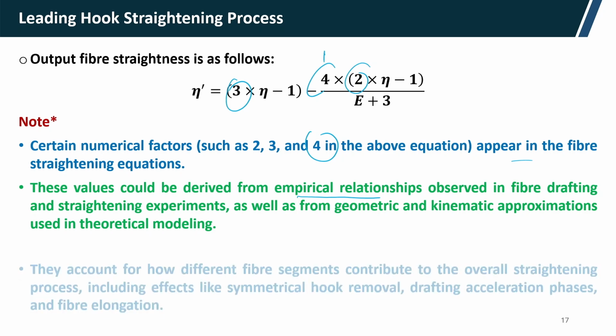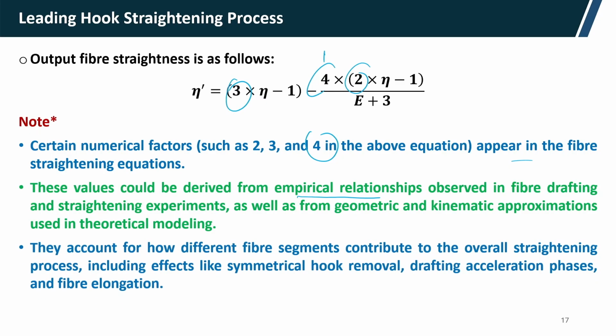These are approximate values. They account for how different fiber segments contribute to the overall straightening process, including effects like symmetrical hook removal, drafting acceleration phase and fiber elongation. So these are the assumptions. These factors we get from the empirical relationship by experiment.